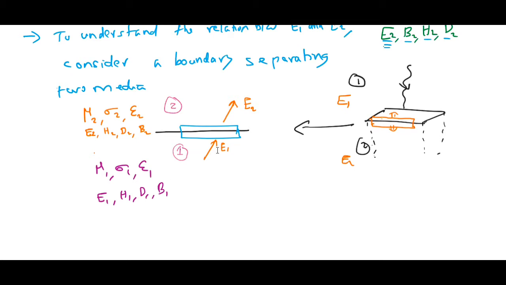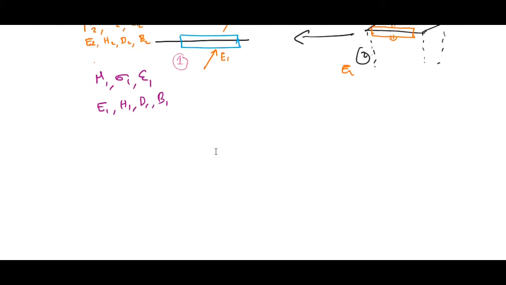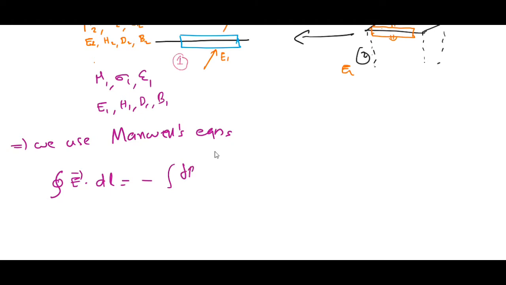Now, to find the relation between the electric field E1 and electric field E2 in the two media, we use Maxwell's equations. In the last class we studied the Maxwell equations inside matter, because the electric field is now passing through matter. I will write those Maxwell equations in integral form: the closed loop integral of E dot dl is equal to minus the integral of dou B by dou t dot dS. I obtained this from the relation del cross E equals minus dou B by dou t, which is the differential form of Maxwell's law.